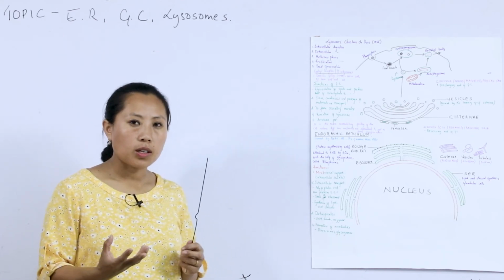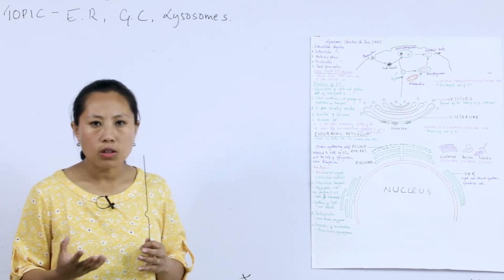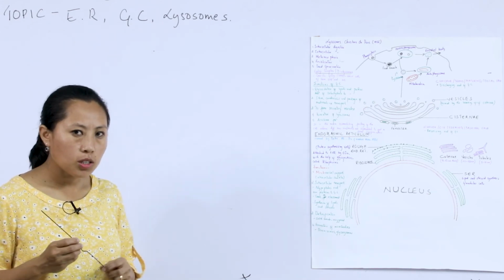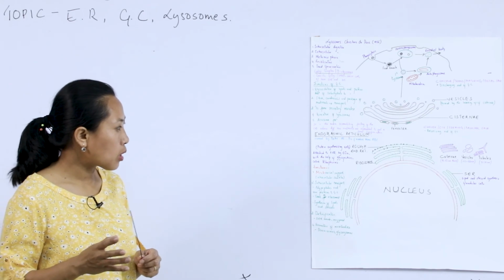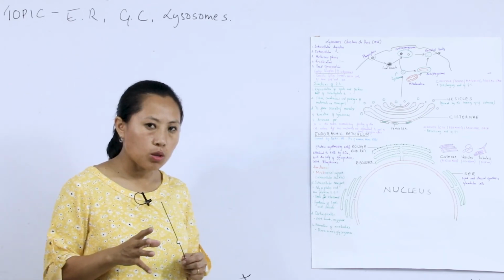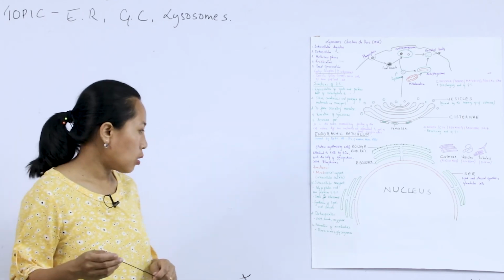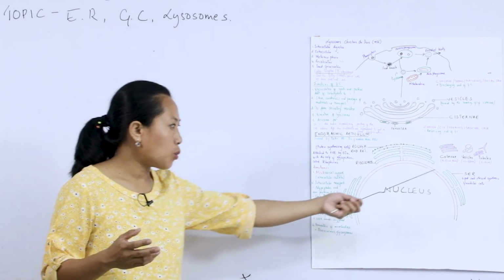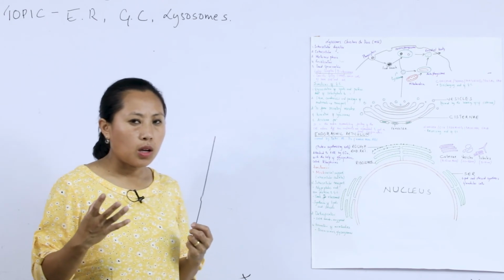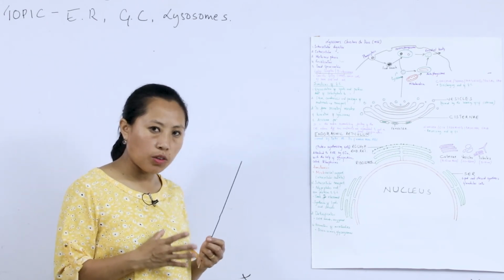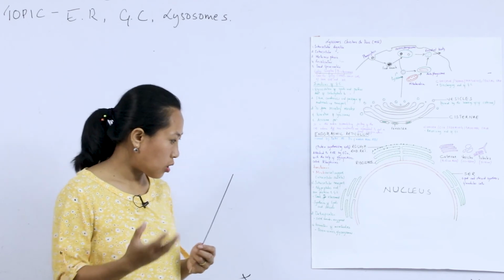Rough endoplasmic reticulum, which is associated with ribosomes, takes active part in protein synthesis, and as such is found in abundance in those cells that are involved in protein synthesis. While smooth endoplasmic reticulum is associated with lipid and steroid synthesis, and is found chiefly in glandular cells. And of course, the smooth endoplasmic reticulum has detoxifying enzymes on its membrane. As such, it helps in detoxification of substances that enter the cells.